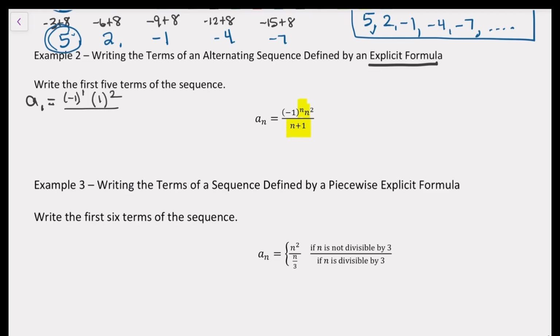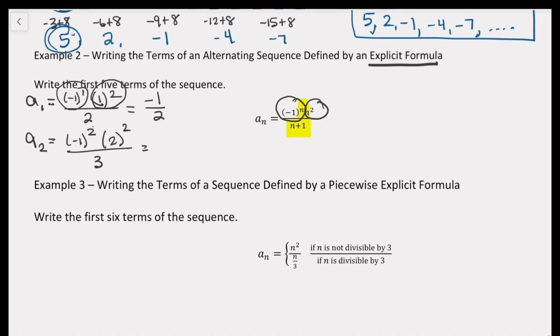So we're going to get 1 plus 1 and get 2. So this is going to be a -1 on top times a 1 over 2. So the first term is a -1/2. Okay, let's do the second one. We will have a -1 squared. We will have a 2 squared, that's me doing this and this, over 3. So this will be a positive 4 on top over 3.